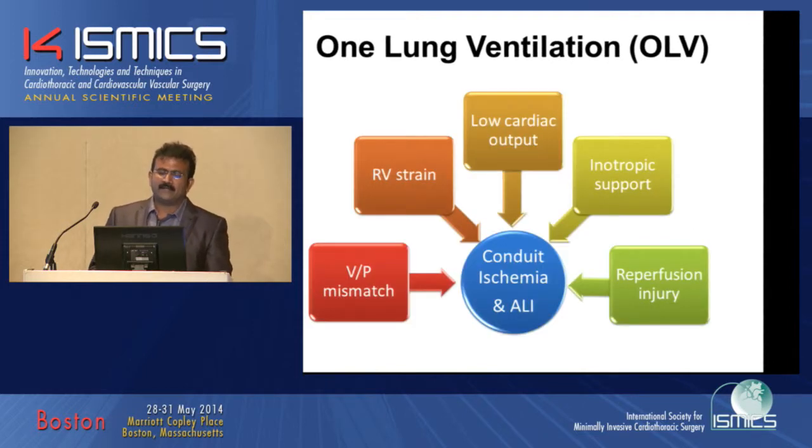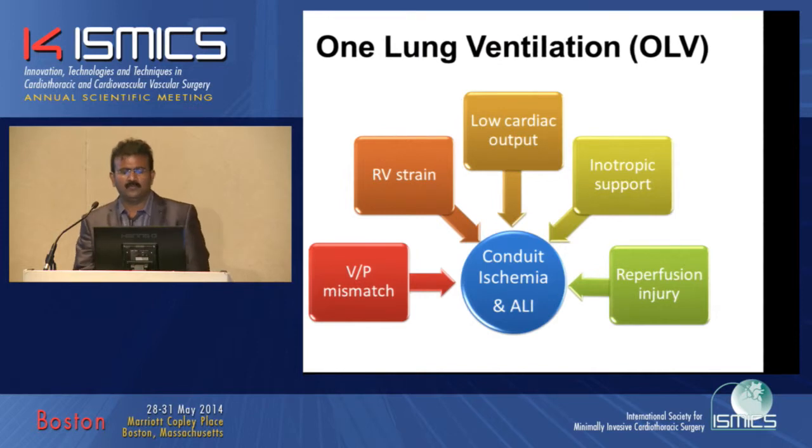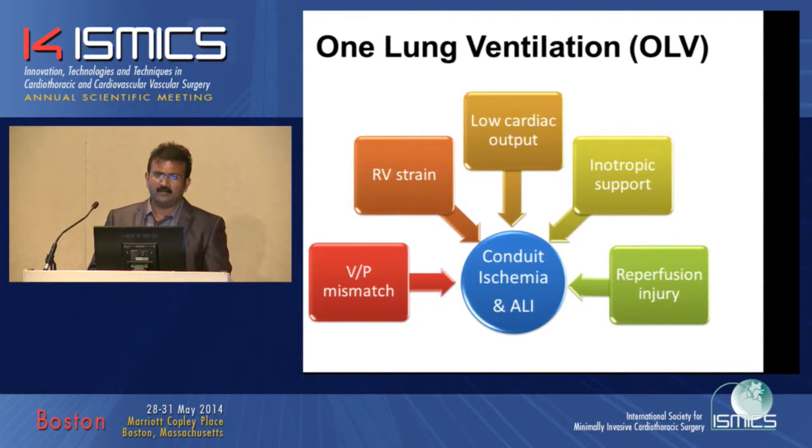The more commonly practiced one lung ventilation has a lot of disadvantages, namely ventilation perfusion mismatch, RV strain, low cardiac output, need for inotropic support, and reperfusion injury, all of which can lead to conduit ischemia or acute lung injury.